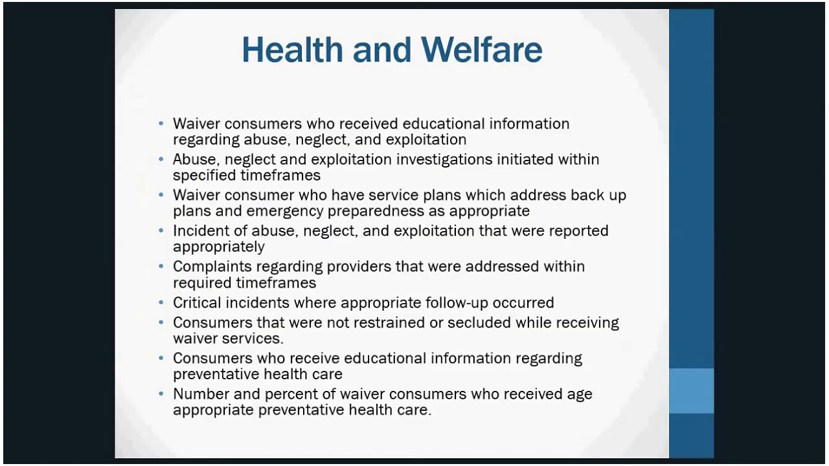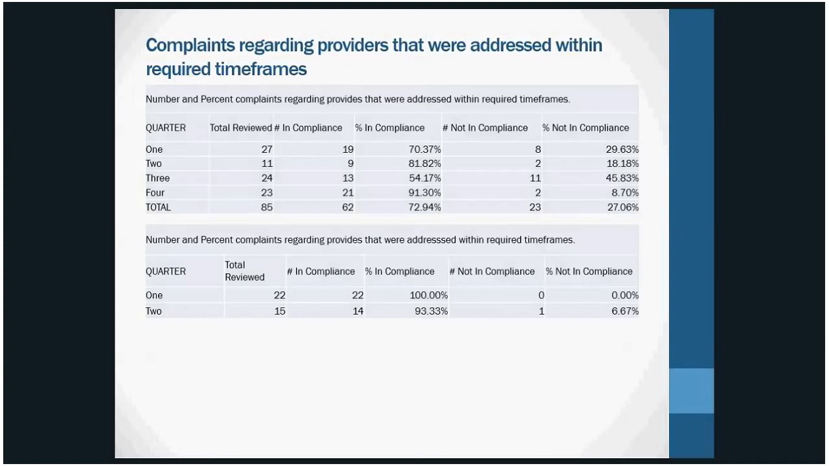So this shows all of the health and welfare performance measures again. However, we will not be reviewing all of those. Like I mentioned earlier, we did condense some of these. So the first one is complaints regarding providers that were addressed within required time frames. And we're doing well there with a 93.33%.